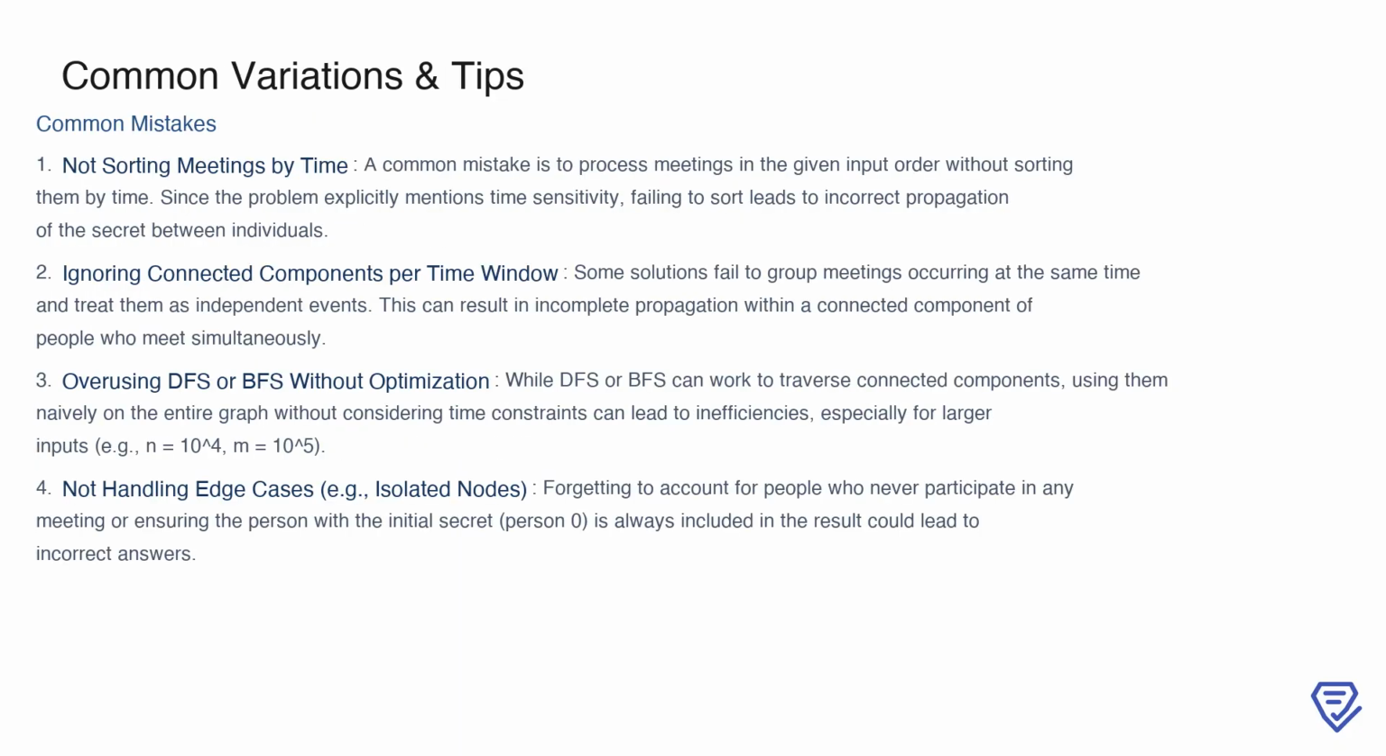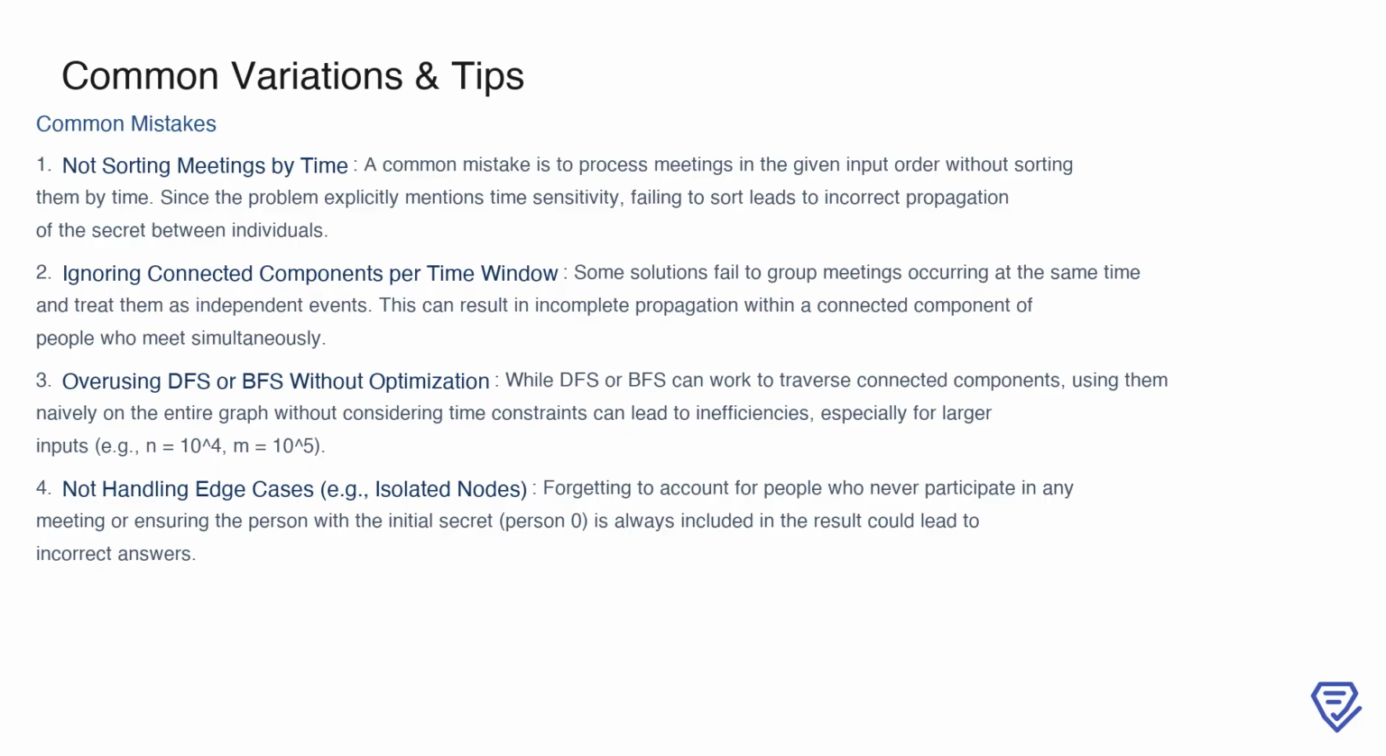One of the most common pitfalls in solving this problem is processing meetings in the order they're given without sorting them by time. Since the propagation of the secret depends on the sequence of meetings, failing to sort can cause incorrect results. Another mistake is not accounting for connected components within the same time window. Meetings that occur simultaneously should be treated as part of the same group, and ignoring this can lead to incomplete propagation of the secret among people who are actually connected at that time.